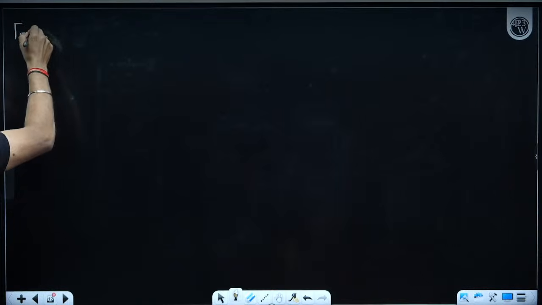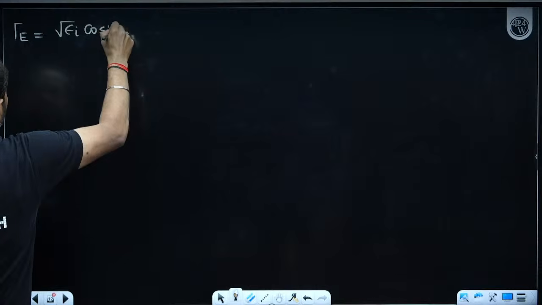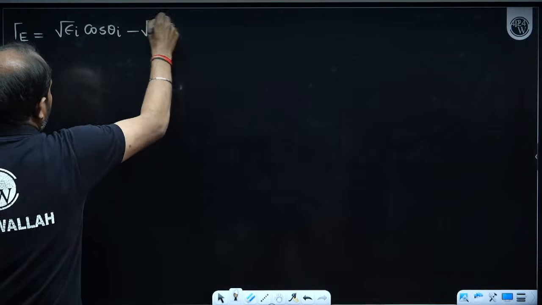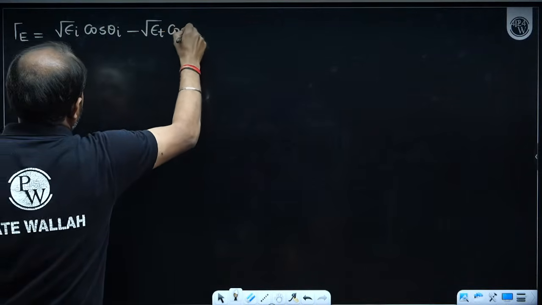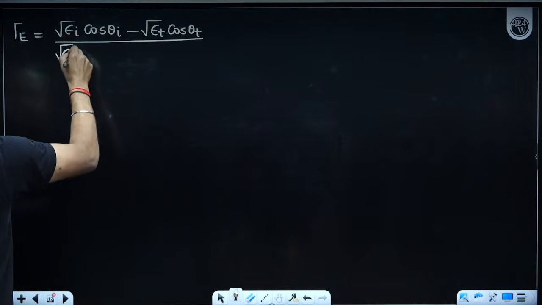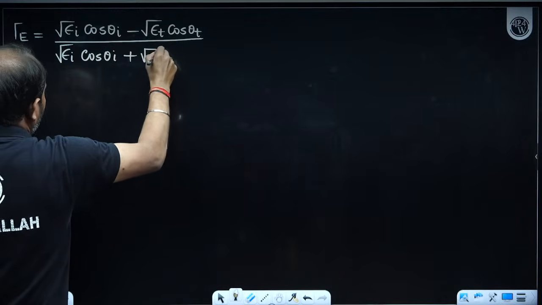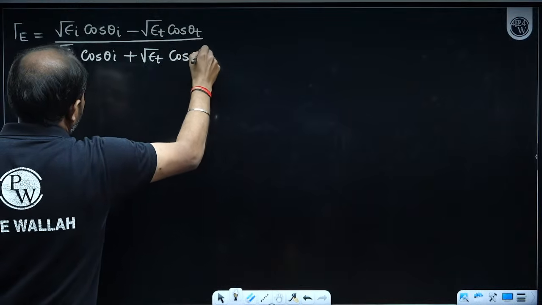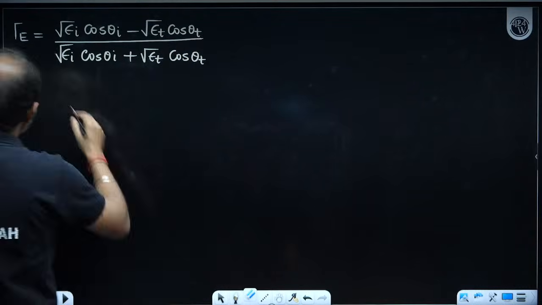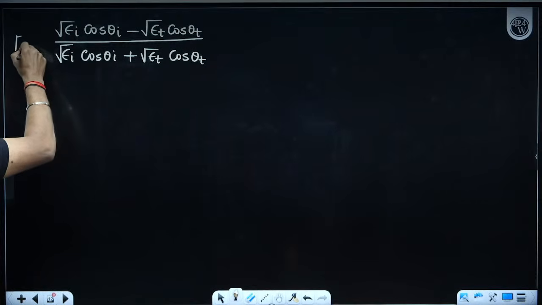So for perpendicular polarization, gamma E will be square root of epsilon I cos theta I minus square root of epsilon T cos theta T, divided by square root of epsilon I cos theta I plus square root of epsilon T cos theta T. We don't know the cos theta also. We don't know theta I and theta T. So this is gamma perpendicular.